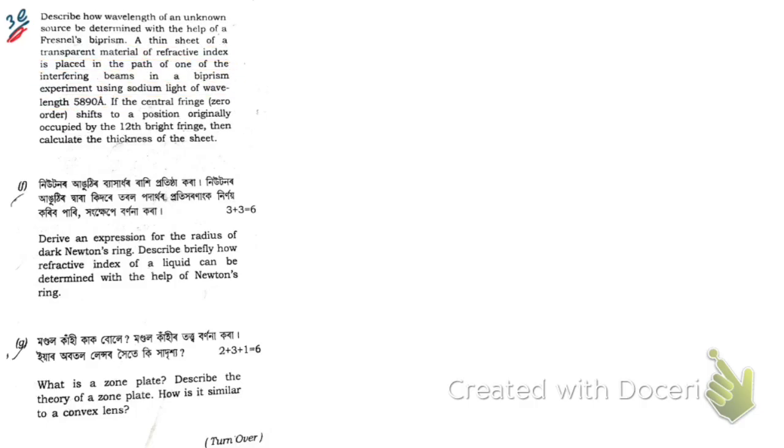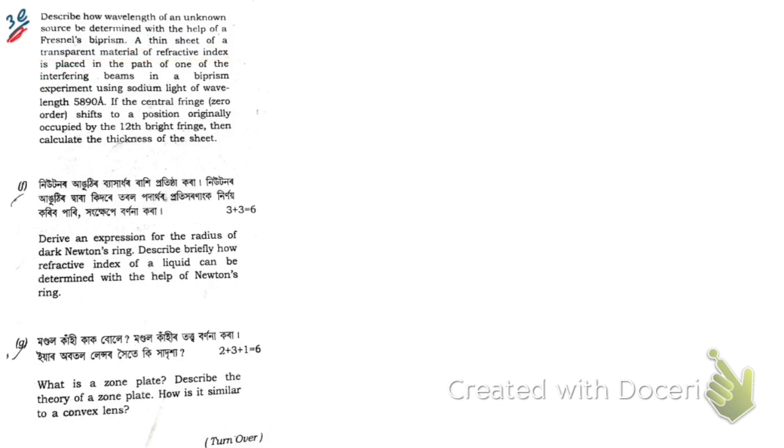So there is a mistake in this question. If you read the question, a thin sheet of a transparent material of refractive index is placed. So what is the refractive index? That is not given here. Okay, so that is supposed to be given.